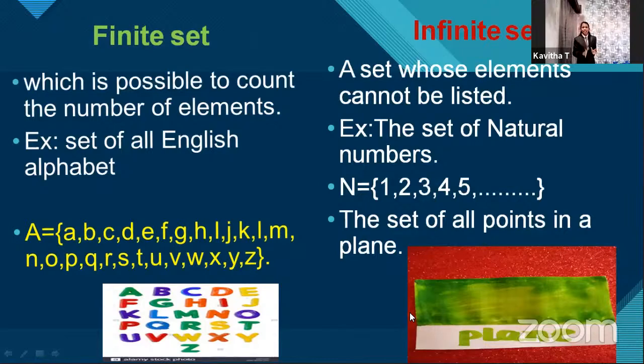Infinite set. It is the exact opposite of a finite set. It means we are unable to count the number of elements in that set. They can't be listed. Okay, here we have an example: the set of all natural numbers. The natural numbers start from 1. Can we say there is an end to the natural numbers? No, we can't. There is no end to the natural numbers.